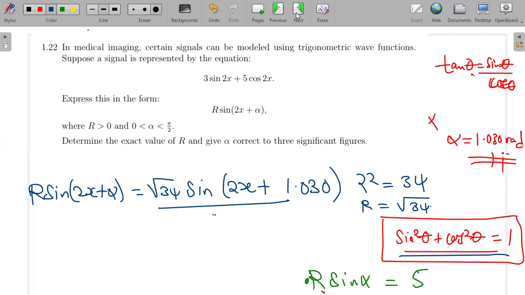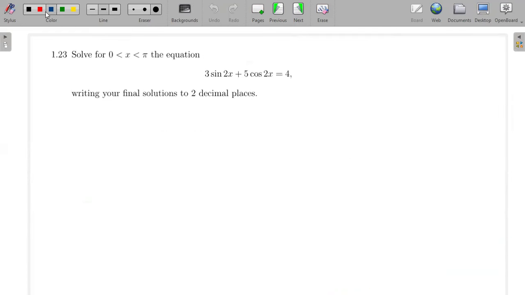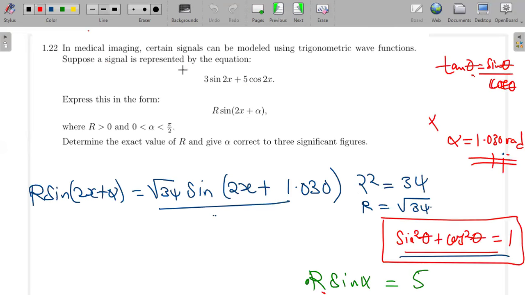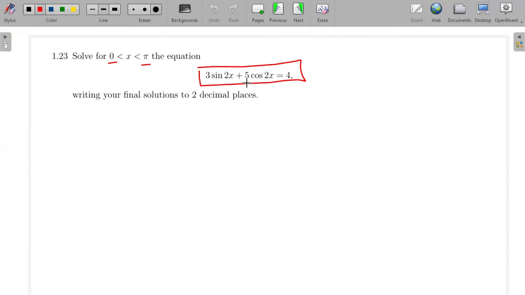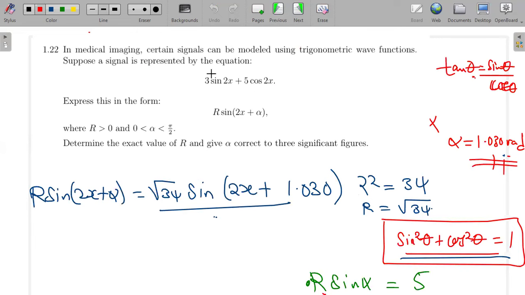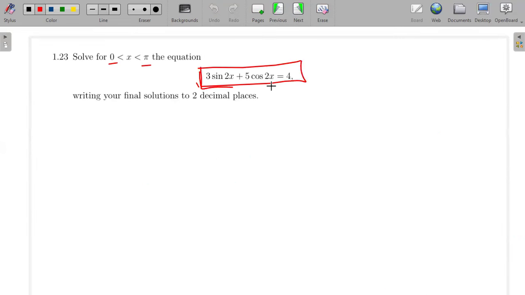Okay, if no question, we proceed, but we are still using this result. So the other question here, you can see they're saying solve for x between 0 and pi for this equation. But this equation here is the same as this equation here. It's the same. This part here is the same as that part here.